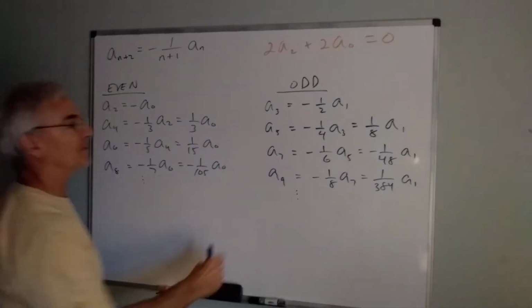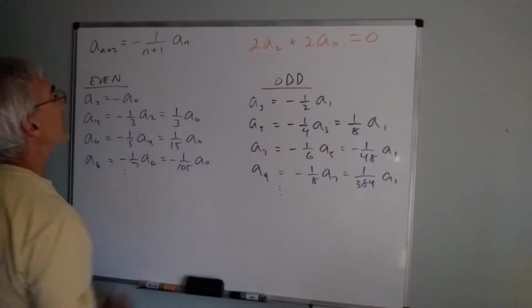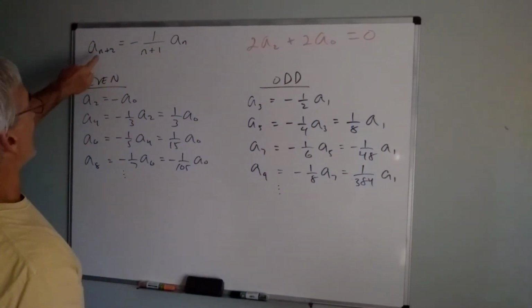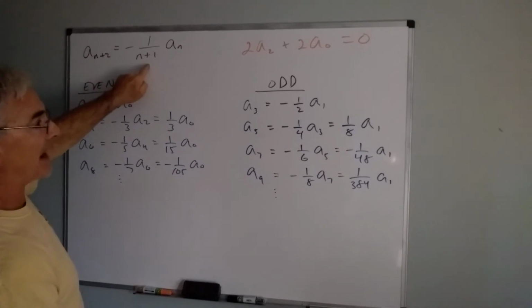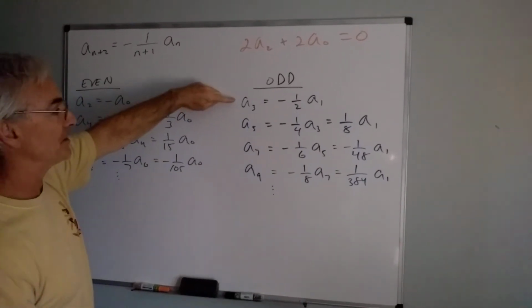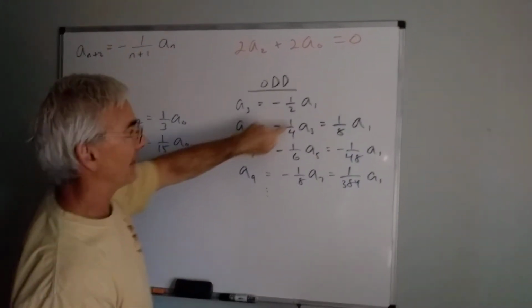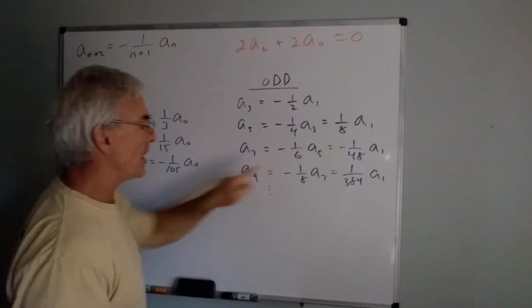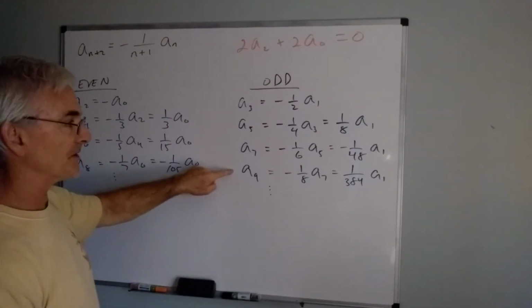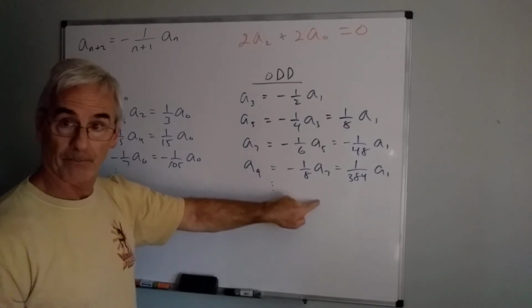Now for the odd coefficients, we do exactly the same thing. If I replace n with 1, I get A3 equals negative a half A1, and then continuing, A5, and then substituting back in, and so on. So I can write all of the odd coefficients as constant multiples of A1 also.